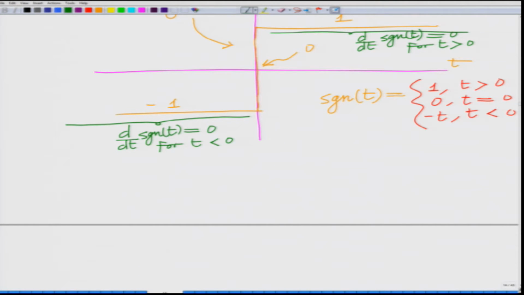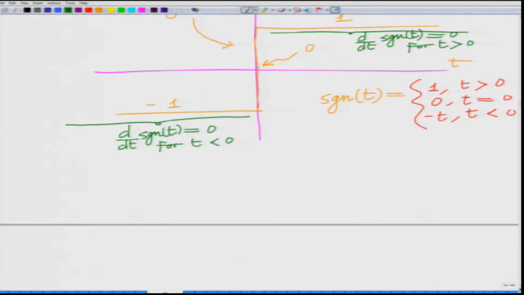So, for both t strictly less than 0 and t strictly greater than 0, the derivative of sgn(t) is 0, because sgn(t) is constant in both these regions. The only place where the derivative of sgn(t) is non-zero is at the point t equal to 0, where it transitions from minus 1 to 1. It takes a step jump from minus 1 to 1, and since the magnitude changes by 2, the derivative is 2 delta(t).